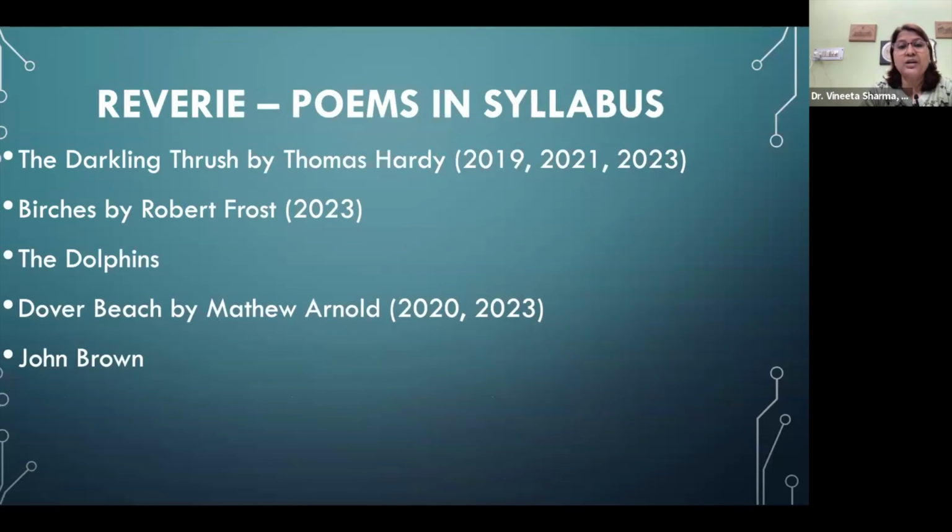Please understand that. As far as The Darkling Thrush is concerned, it has already come thrice. Birches was there in 2023. Dover Beach has also been asked twice. Okay, so what I mean to say is that it is expected that the council should ask questions from The Dolphins and John Brown. Okay, if we talk about 5 markers and 10 markers.